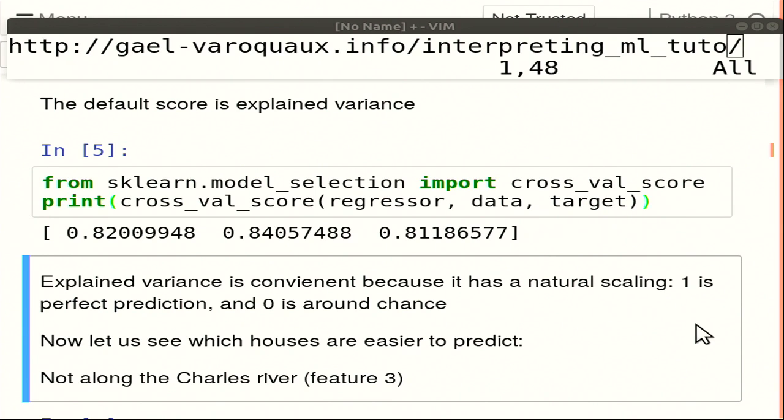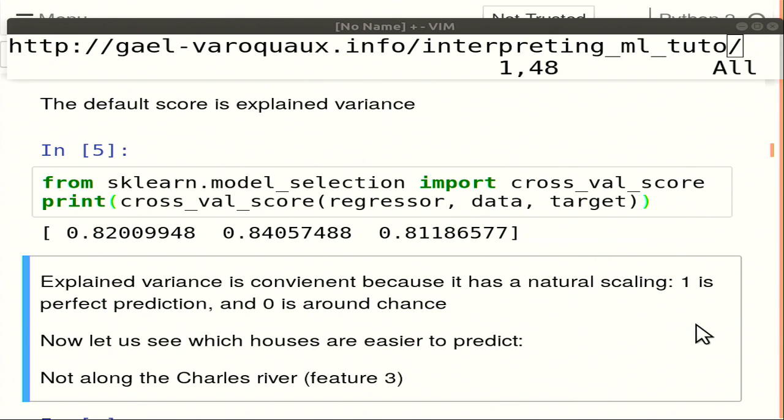So 1 means that you're explaining which fraction, how much of Y? 100%, okay? So that's really nice about R2 score: when you get 1, you know it's an upper bound, you know you can't do any better. 0 is around chance. You're explaining 0 fraction of the variance. And something that's surprising to people is that chance is actually slightly below 0.